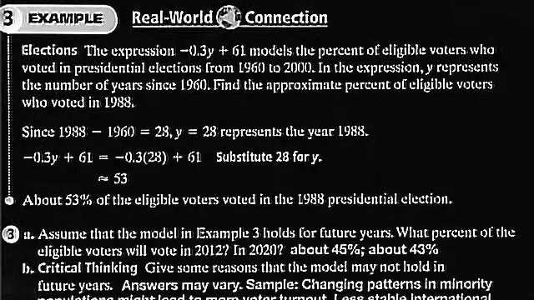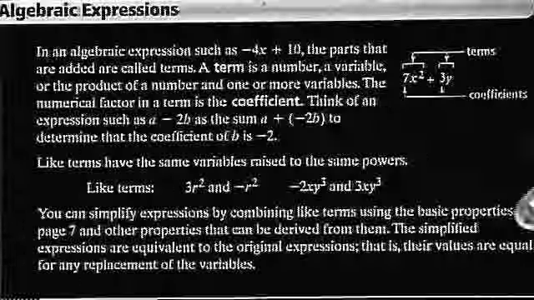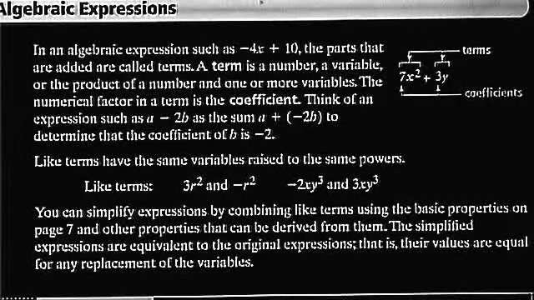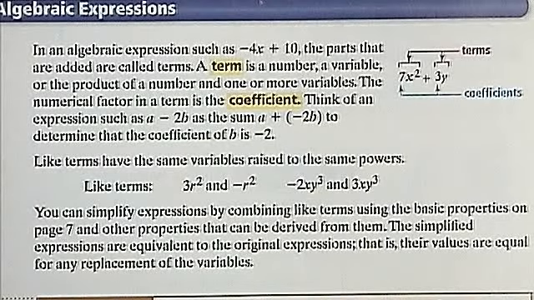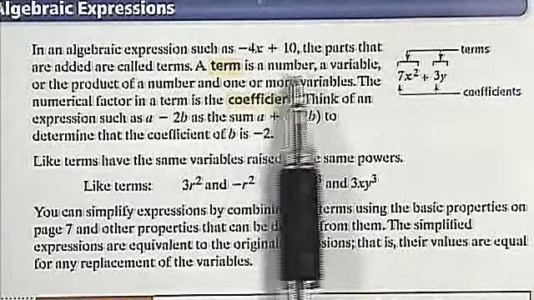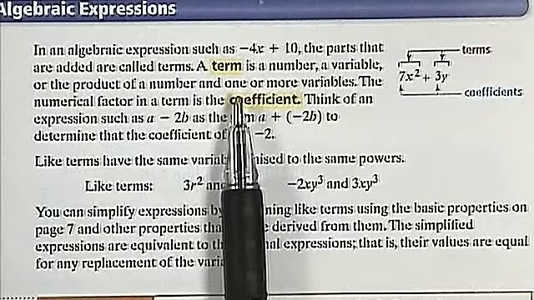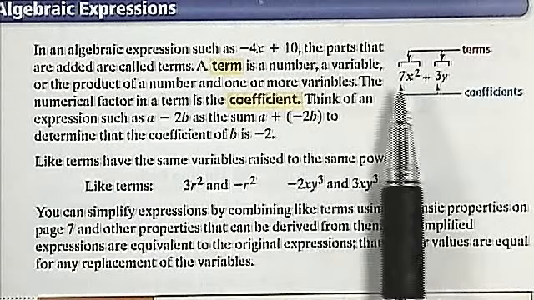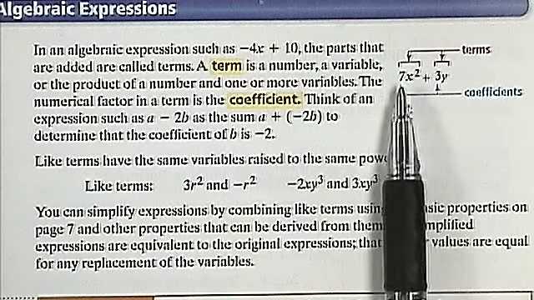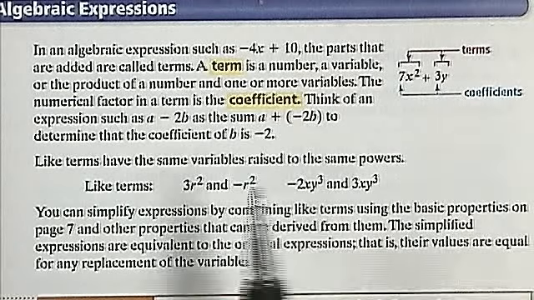I want you to look at a couple things that are in the textbook here. And I'll switch it over so you can see the color. Because I really want you to understand that the word term is a number, a variable, or the product of a number and one or more variables. So 7x squared is a term. 3y is a term.